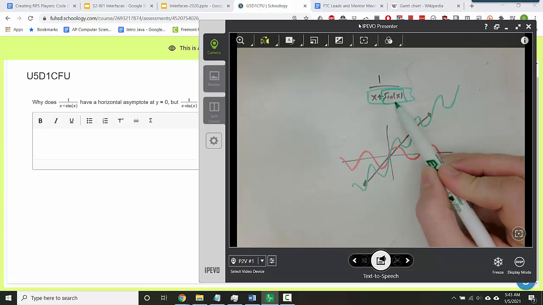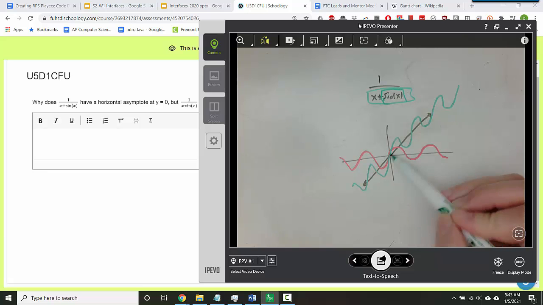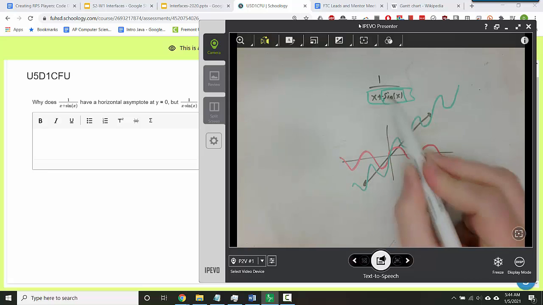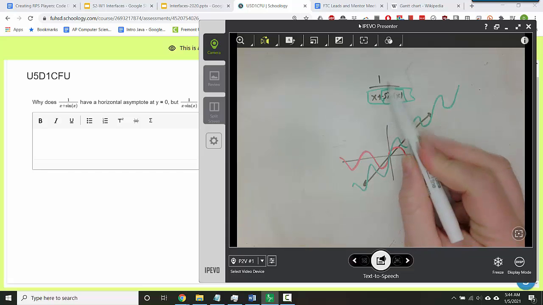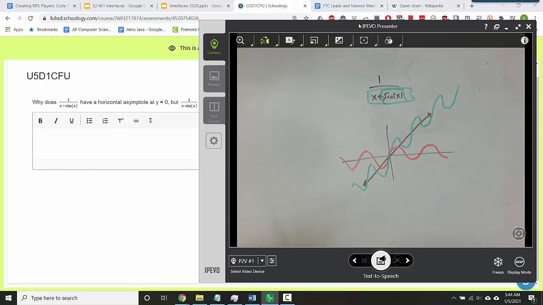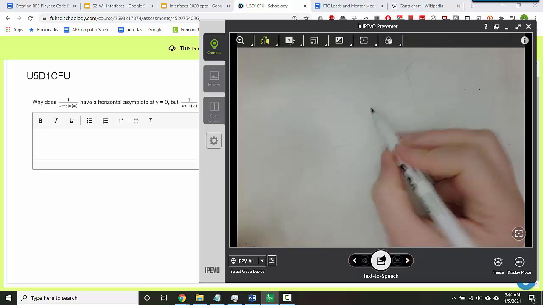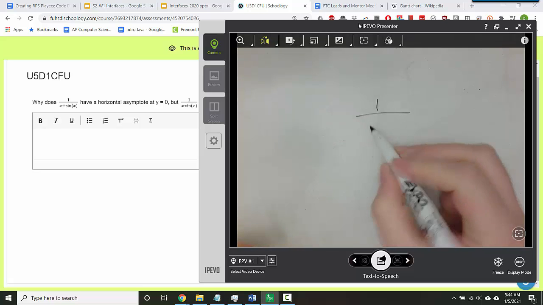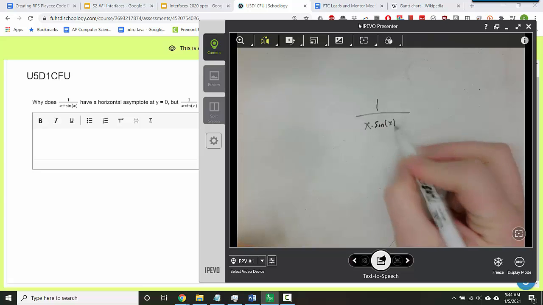Because this is just oscillating between 1 and -1. So as x is getting bigger, you're still going to have that oscillation, but your overall function is still going to be increasing because of the plus x. A really nice answer to this would have been saying something like, as x goes to infinity, x plus sine x is also approaching infinity, which means 1 over that function approaches 0. What about the other one? Why does the other one not approach 0? So here I've got 1 over x sine x.